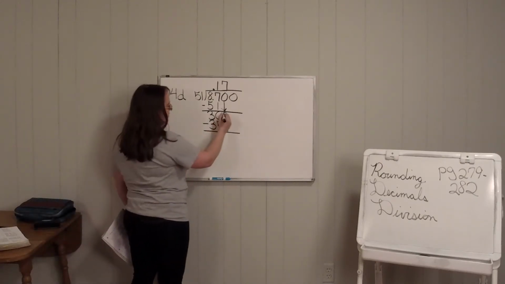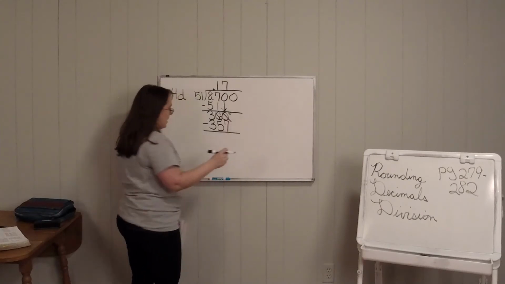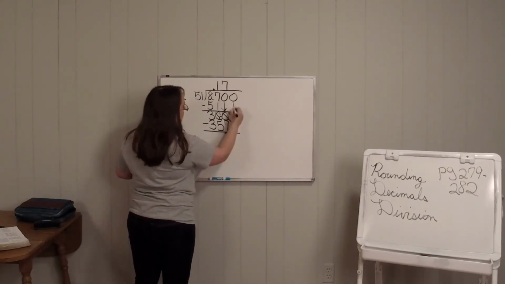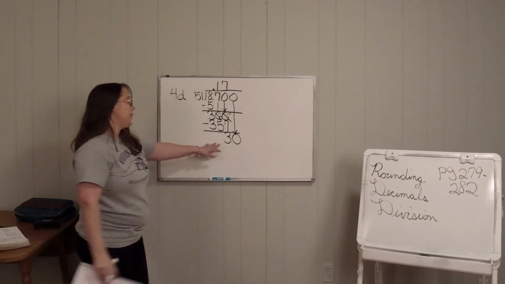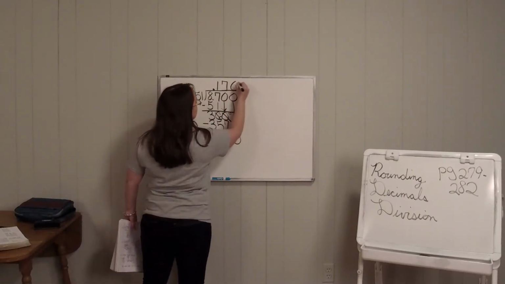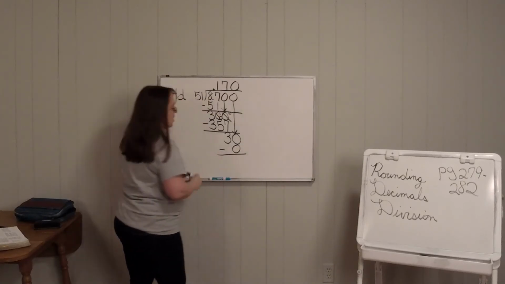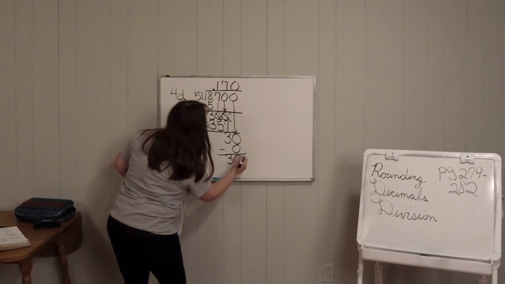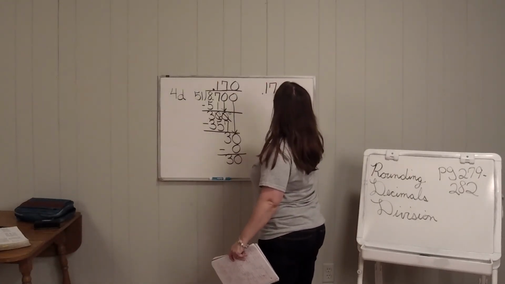So now we can subtract. 10 minus 7 is 3. Bring down your 0. Well, we know 51 is bigger than 30. So, we have our number that we can round now.